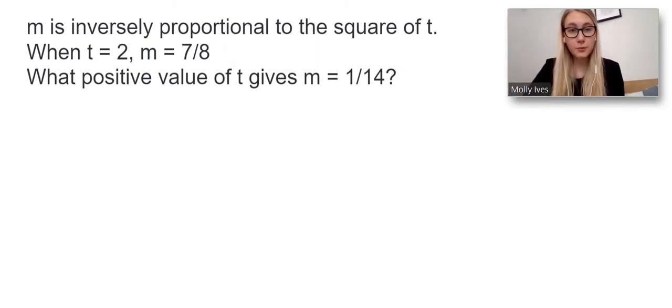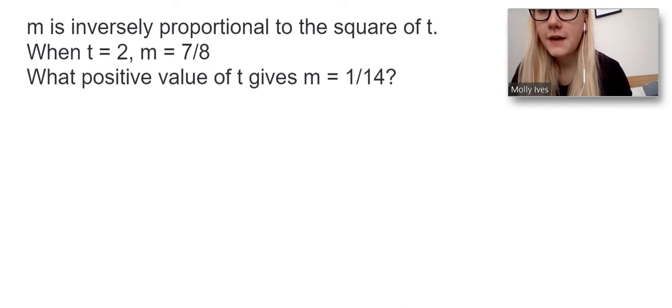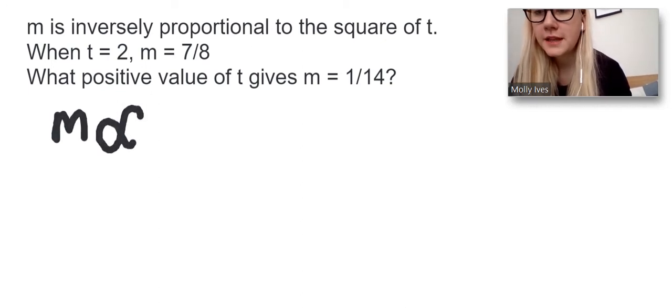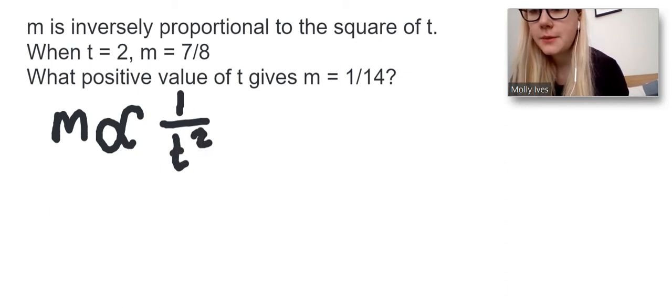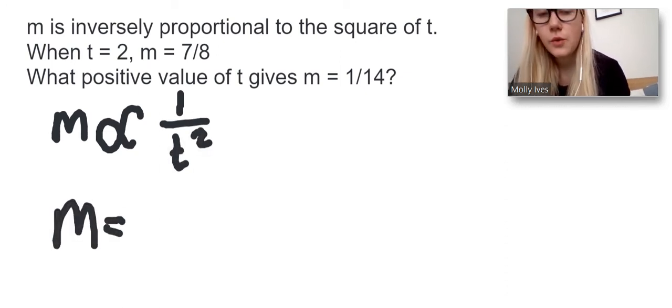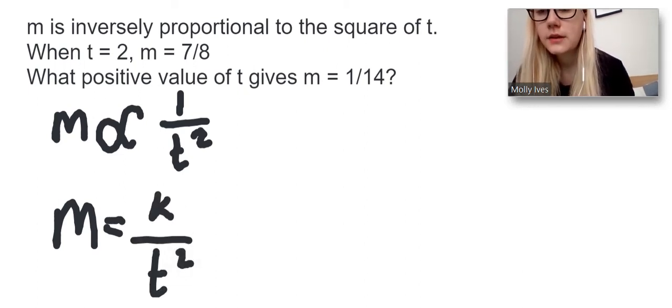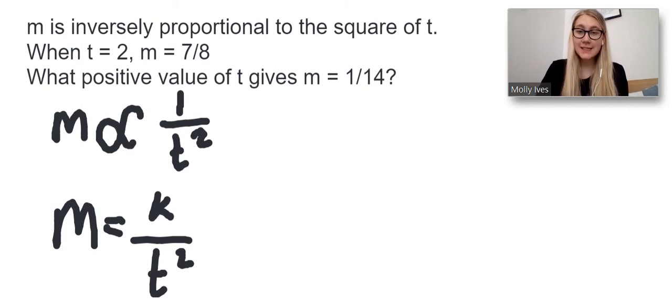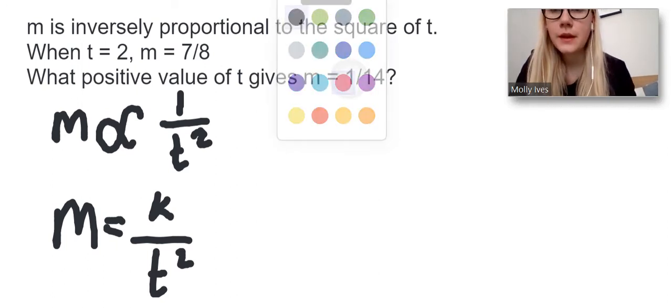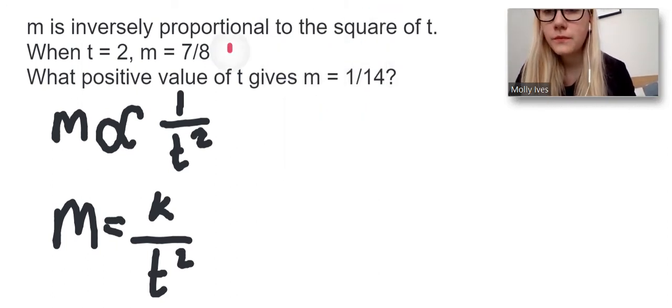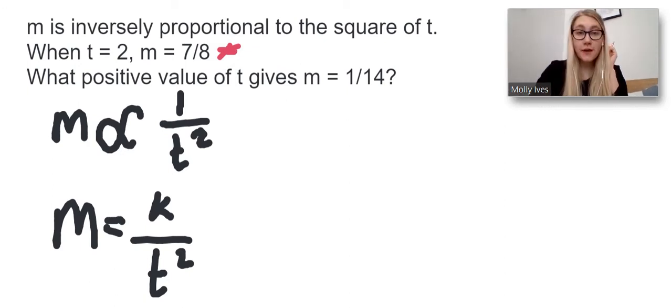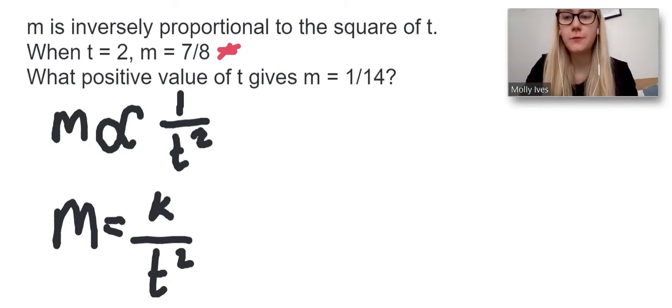So let's have a look. First of all, we'll write out what we know. So if m is inversely proportional to the square of t, that means it's proportional to 1 over t squared. And this means that we can write m equals k times 1 over t squared, which is k over t squared. And then we use the second sentence here, this one, just to find our value of k.